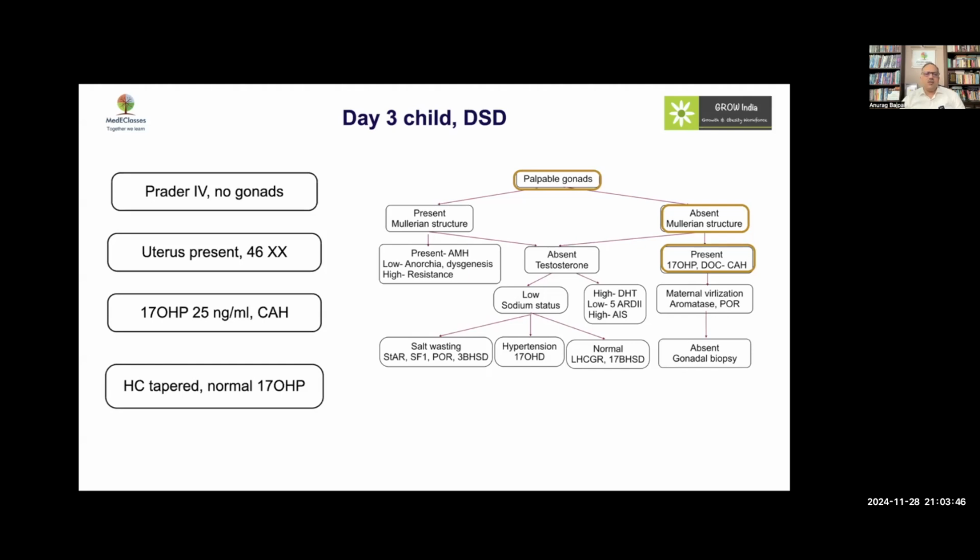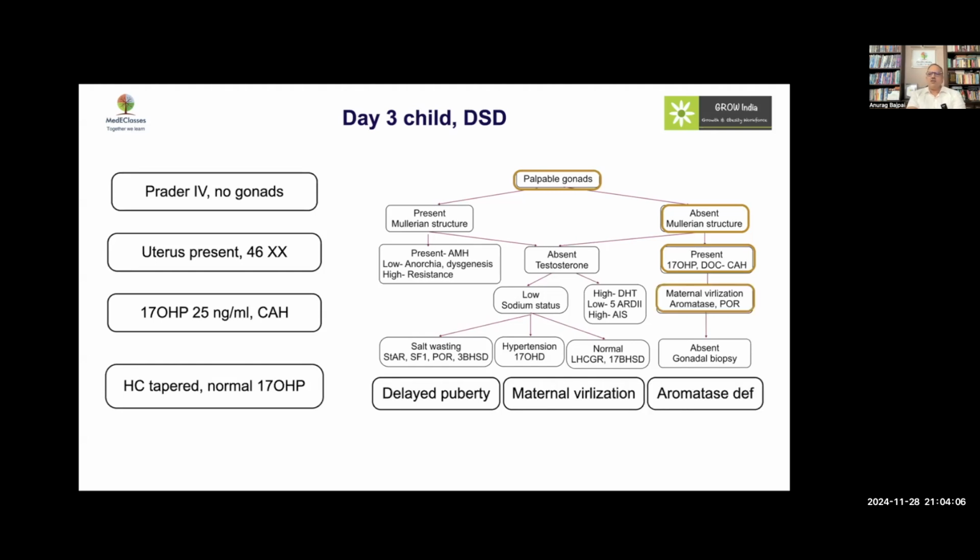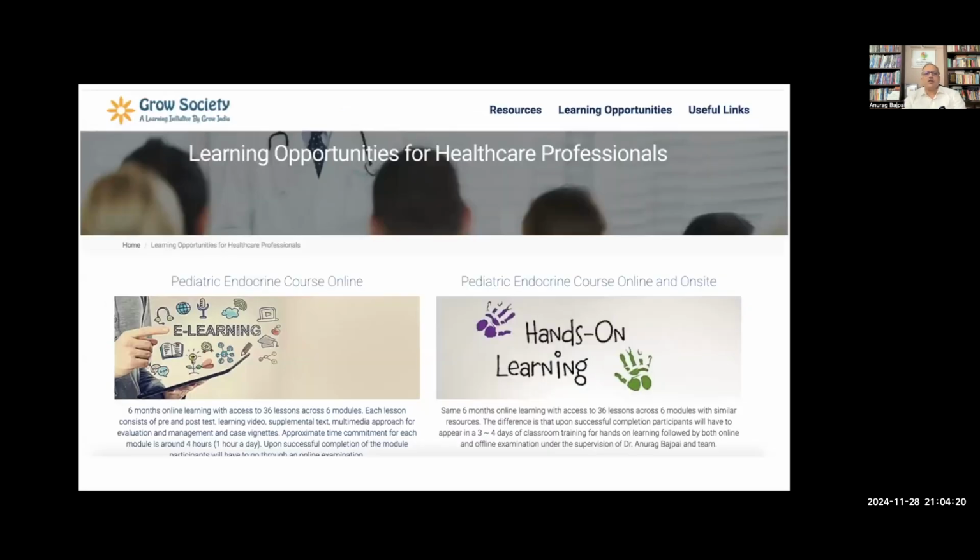In retrospect, the 17 OHP elevation was not remarkable, and this brought us to an alternate diagnosis. When we evaluated, we found that there was delayed puberty. The child presented around 14 years of age with delayed puberty. In retrospect, there was a history of maternal virilization, giving a clue to aromatase deficiency. The key message is that if you identify XX DSD, don't just get satisfied with the diagnosis and treatment; think of an underlying cause. And not all XX DSDs are CAH. This is extremely important to understand.